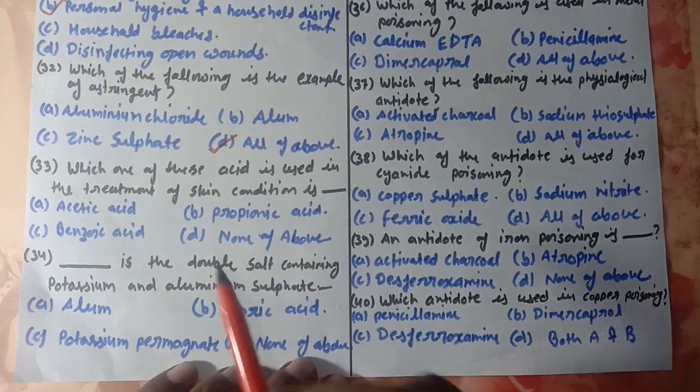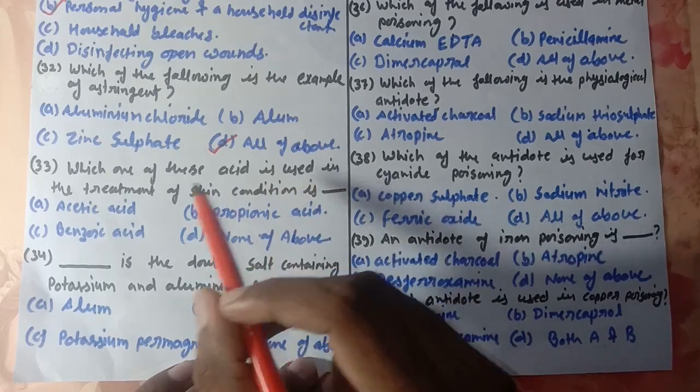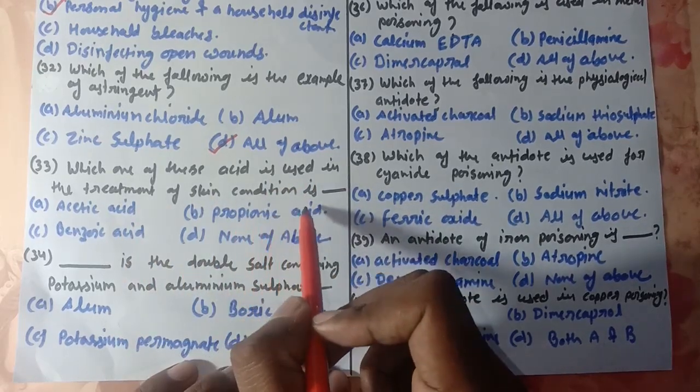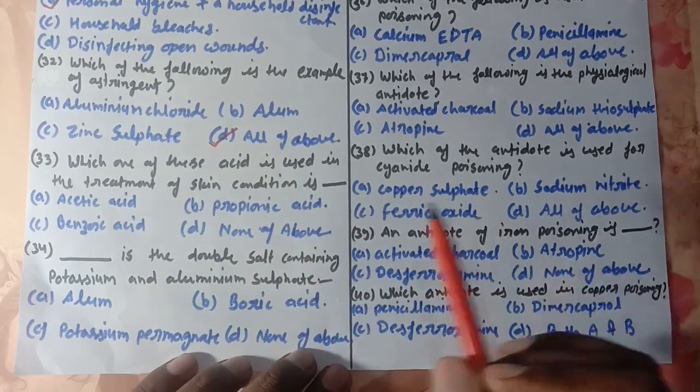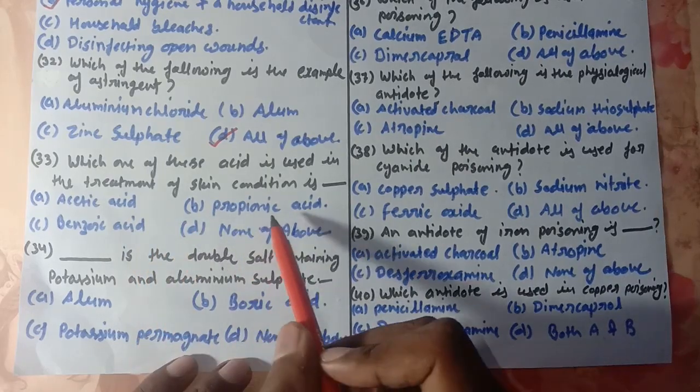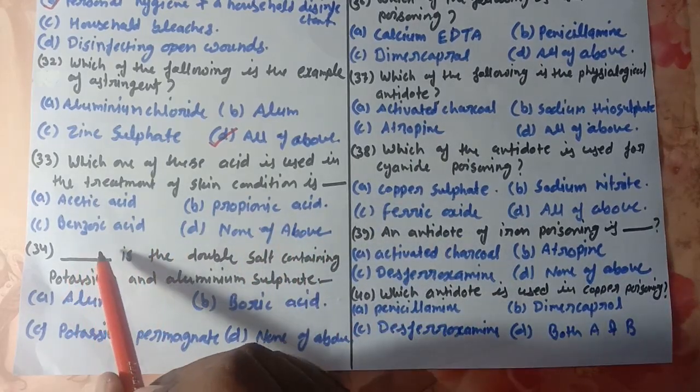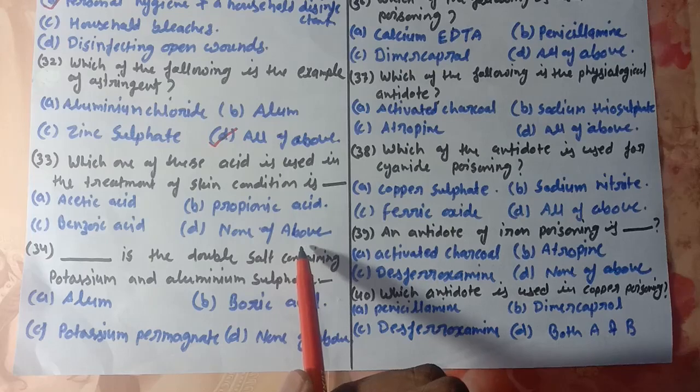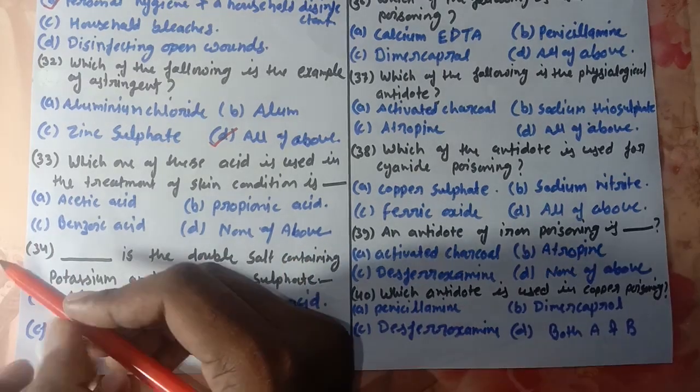Question number 33. Which of these acids is used in the treatment of skin candidiasis? Option A, acetic acid; option B, propionic acid; option C, benzoic acid; option D, none of above. So the answer is C, benzoic acid.